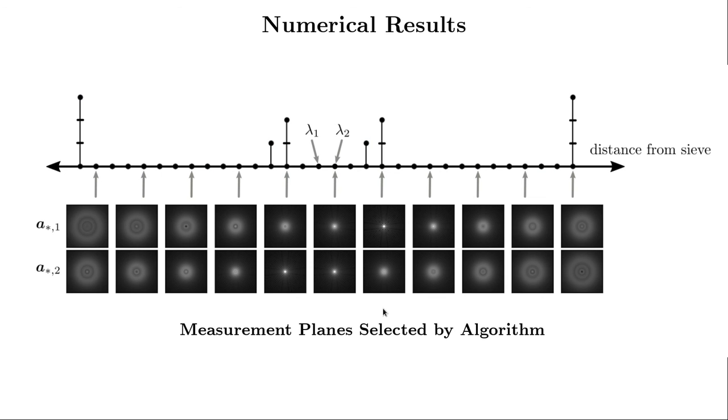Basically what our greedy algorithm is trying to do is choose measurement locations which give you sometimes greater variation at the expense of a slightly blurrier PSF. But overall, it tries to choose a configuration which gives you a minimized error. And so this is the intuition for why the algorithm does what it does.